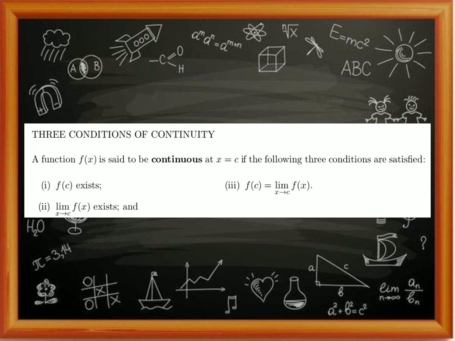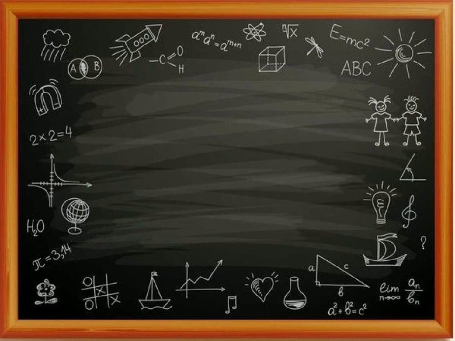A function f of x is said to be continuous at x equals c if the following three conditions are present. The first condition: f of c must exist. The second condition: the limit of f of x as x approaches c must exist. And lastly, f of c must be equal to the limit of f of x as x approaches c. Let's try example number 4.